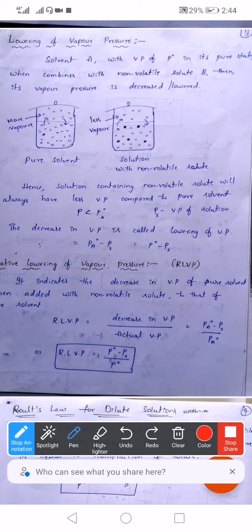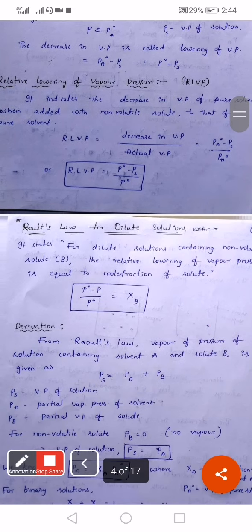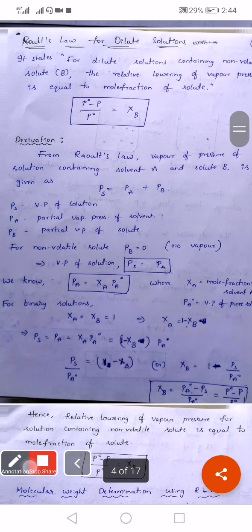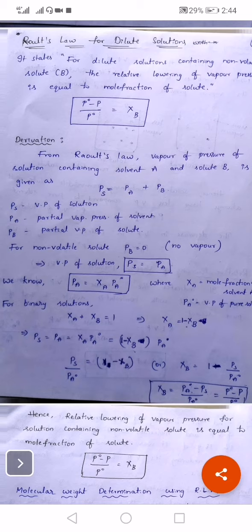So next, let us go with Raoult's law for dilute solution. Earlier we have seen Raoult's law for any type of solution. Now we are giving Raoult's law for dilute solution. Kindly remember the difference between the previous Raoult's law and this Raoult's law. It is also the same, but it is a special case of Raoult's law. What is that special case? It is applicable for dilute solutions, and the second condition is that it is applicable for solutions having a non-volatile solute.